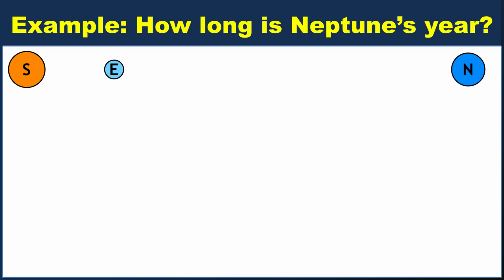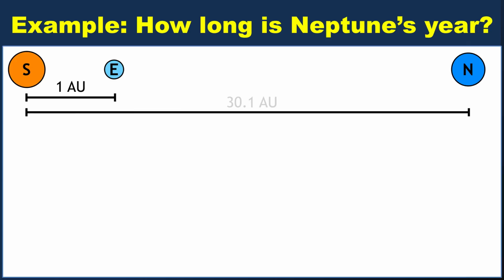And the distance between the Sun and the Earth, we know, is 1 astronomical unit. The distance between the Sun and Neptune, you would have to look up. It turns out it's 30.1 times that, so 30.1 AU.